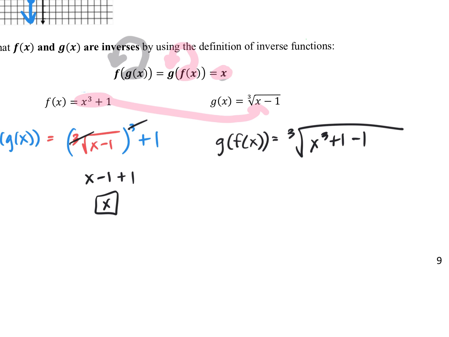Anything underneath those roots? Simplify? Yeah, just cancel that out. Plus 1 minus 1? That's sure that. And I'm left with a cube root of x cubed? So cancel out the, yeah, what are we left with? x. Do we know that they're inverses? 100%. AP's not going to make us do that.